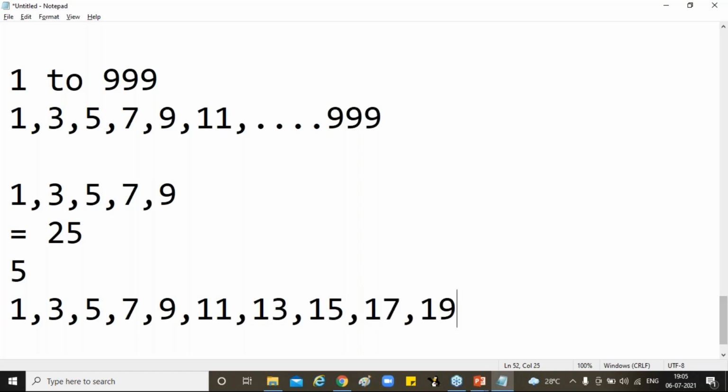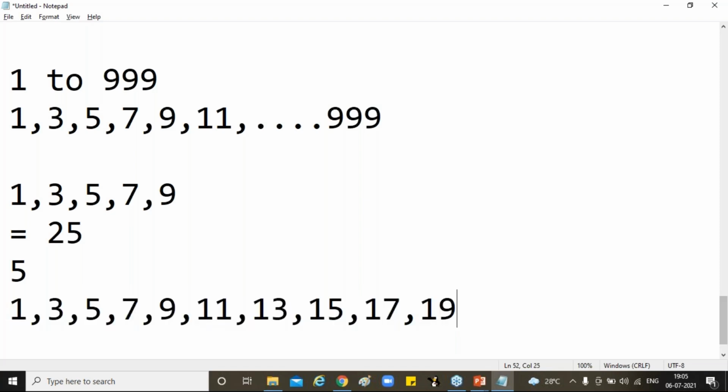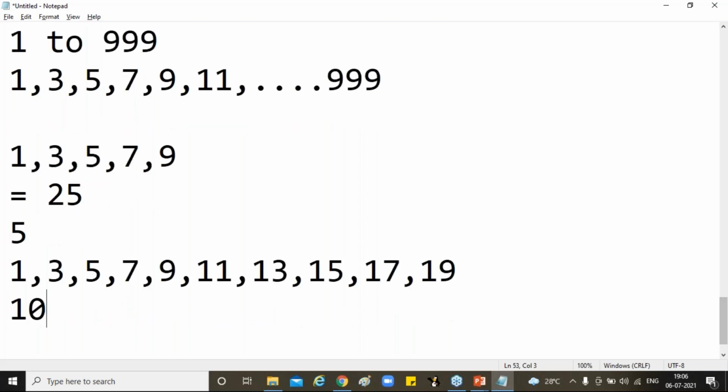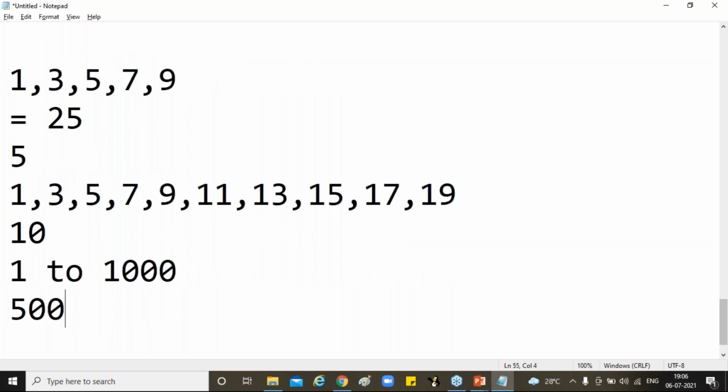Whenever we know the number of odd numbers are 10 from 1 to 20, these are the different odd numbers from 1 to 20. If you want to get the sum of these odd numbers, nothing but 1, 3, 5, 7, 9. Every time it is not possible to add 1 plus 3 plus 5 in the manual method. That is the reason we clearly know 10 are the number of odd numbers. 1 to 10, there are 5 odd numbers. 1 to 20, there are 10 odd numbers. 1 to 1000, how many odd numbers? 500.